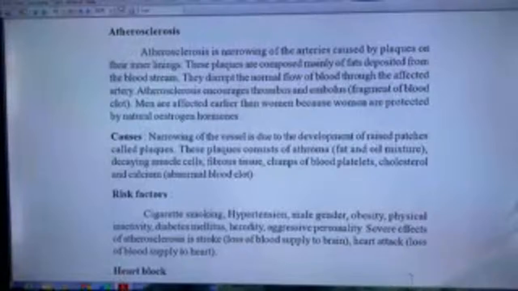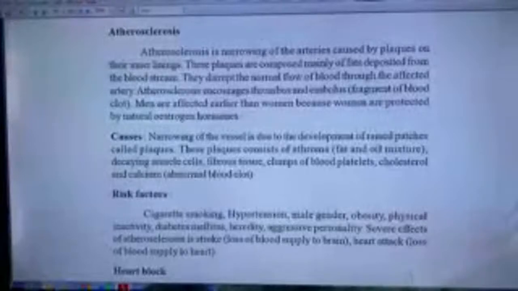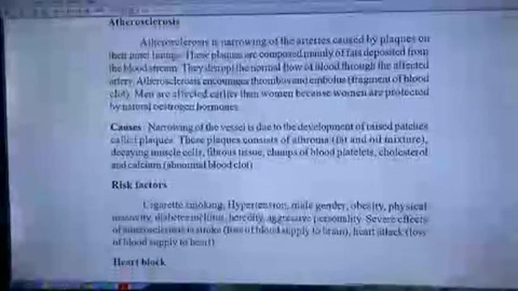Atherosclerosis. Atherosclerosis is narrowing of the arteries caused by plaques on their inner linings. These plaques are composed mainly of fat deposits that disrupt the normal flow of blood through the affected artery. Atherosclerosis encourages thrombus and embolus, a fragment of blood clot. Men are affected earlier than women because women are protected by hormones.